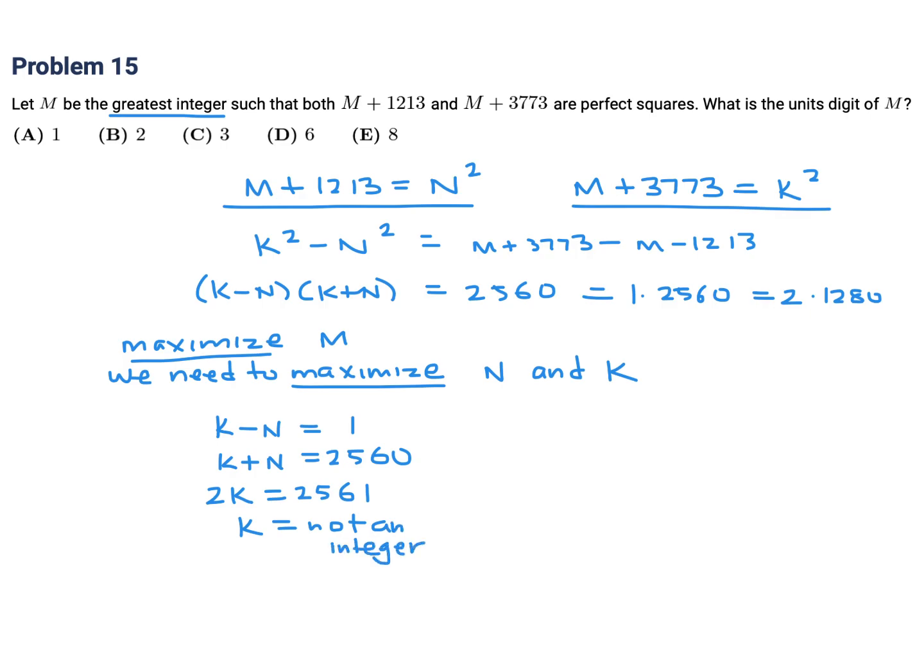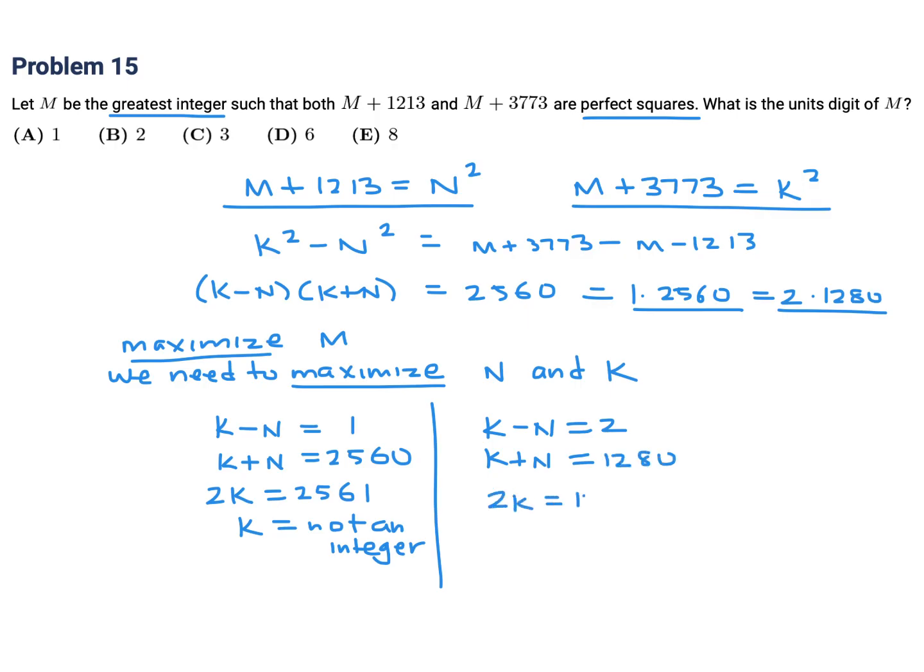Because k squared has to be an integer. Yeah, because they're perfect squares. Okay, no problem. That one didn't work, so let's try that one. K minus n is 2. K plus n is 1280. And then 2k would therefore be 1282. And then k would be 641.